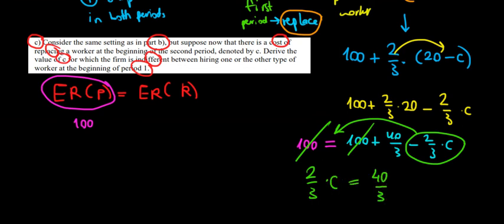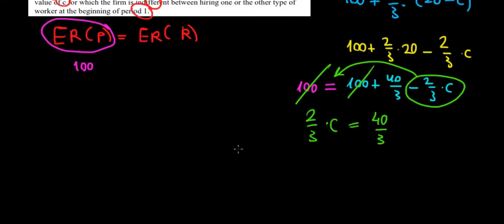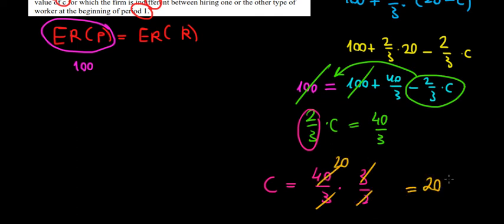What's going to be our cost? Well, let's divide both sides by 2 over 3. The cost that makes the company indifferent between hiring the two workers is going to be 40 divided by 3 over 2 over 3, which means we multiply with 3 over 2. 3 and 3 cancel out. 40 divided by 2 is just 20, so that cost is going to be 20. Meaning, if the cost of replacement is 20 euros, then the company is indifferent between hiring a proven worker or a risky worker at the beginning of period 1, and we are done.